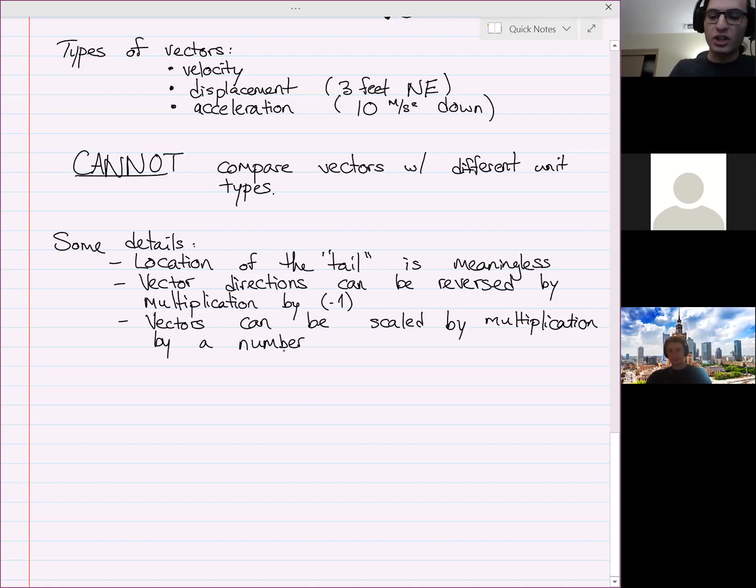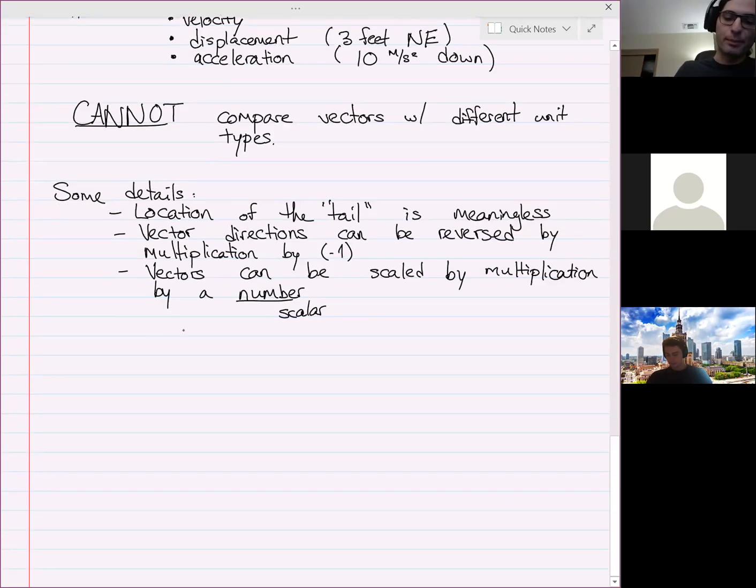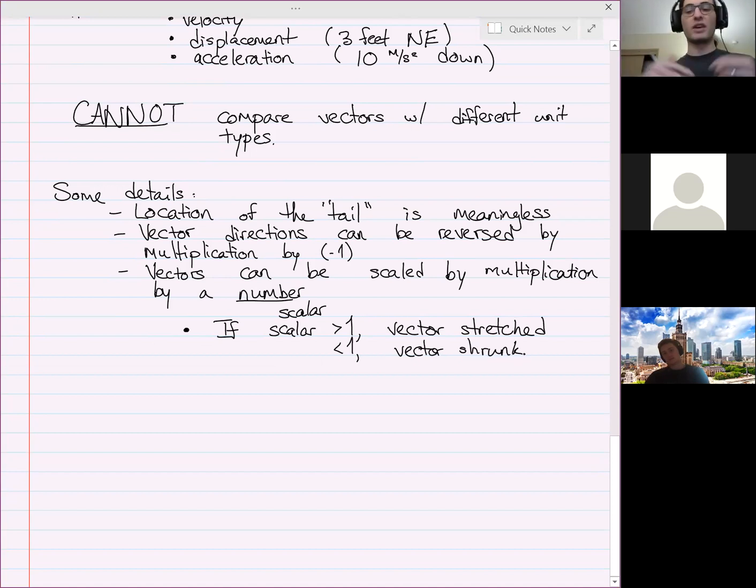So this number is often called a scalar. A scalar being a quantity that is not a vector, it's just a number in a unit. So in this example, if the scalar is greater than 1, maybe if it's just 6 or something, then the vector is stretched. If the scalar is less than 1, the vector is shrunk. So what this scalar does is, if you multiply by the scalar 2, it takes your vector, keeps it in the same direction, and just doubles its length, right?